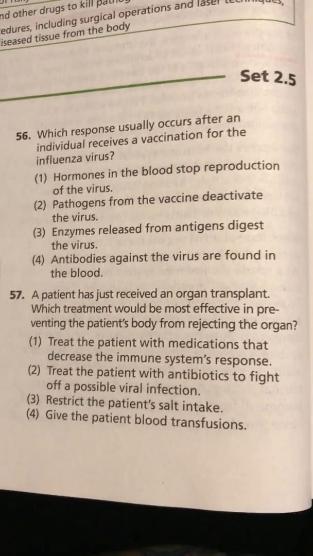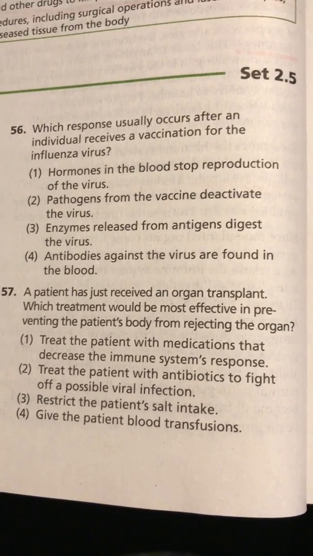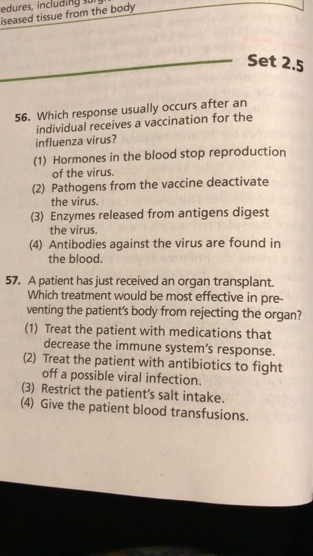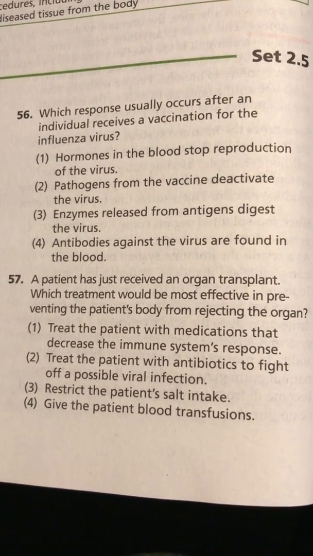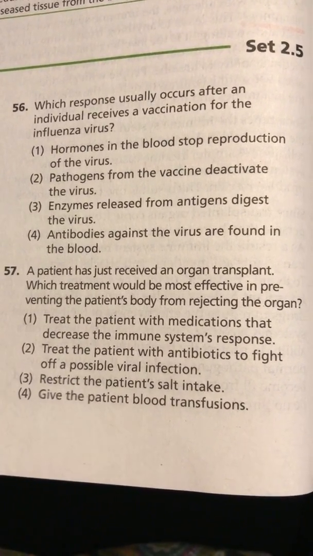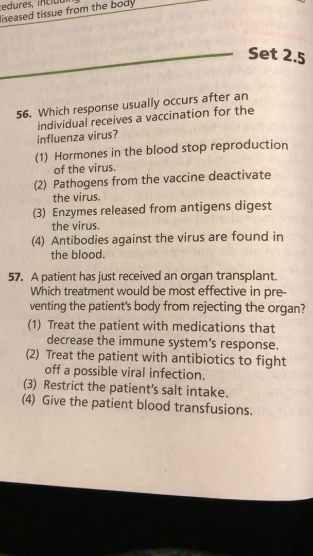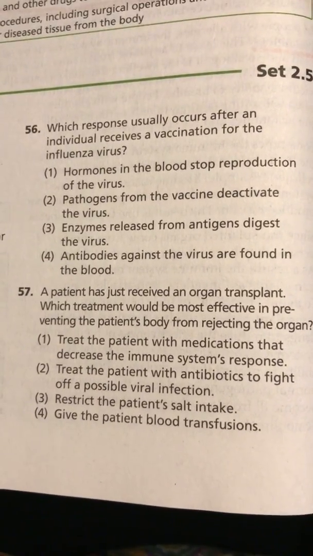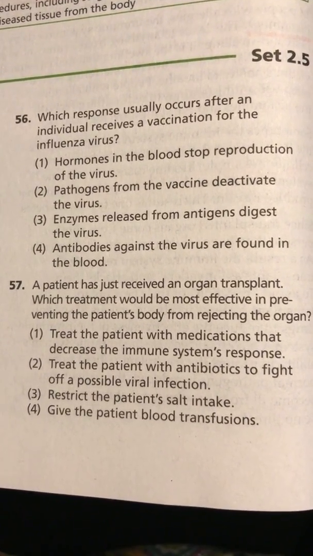56. Which response usually occurs after an individual receives a vaccination for the influenza virus? Hormones in the blood stop reproduction of the virus. Pathogens from the vaccine deactivate the virus. Enzymes released from the antigen digest the virus, or antibodies against the virus are found in the blood.